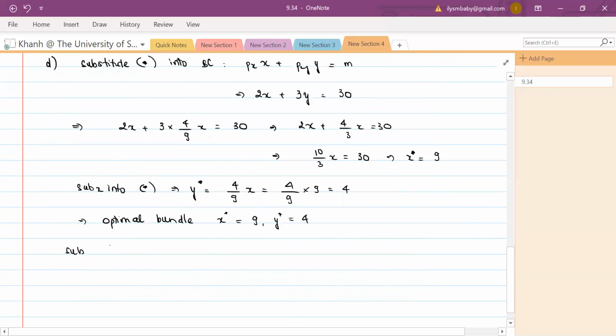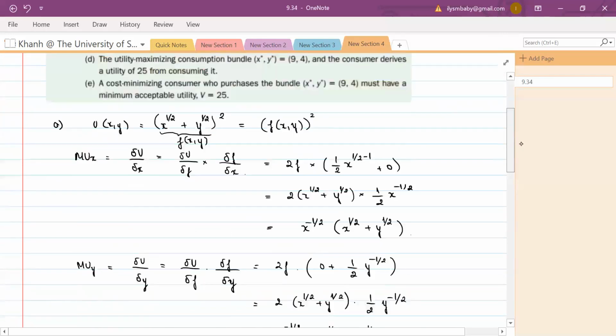If you substitute the values of x star and y star back into the utility function, then you find that u star is equal to x star, which is 9 to the power half, plus y star to the power half, and everything squared. So the square root of 9 is 3, the square root of 4 is 2, everything squared. So 5 squared is 25. The optimal utility level is 25 if the consumer is consuming the optimal bundle.